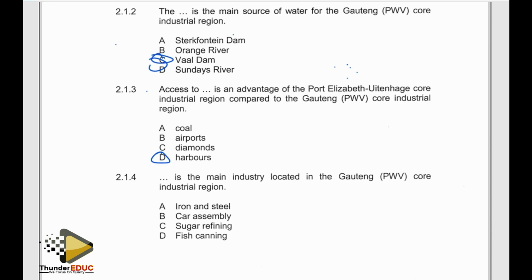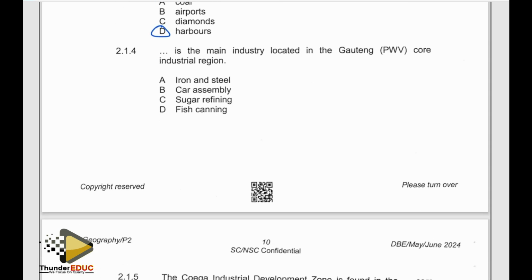Then we'll move on to the next question, which is question 2.1.4. Dash is the main industry located in the Gauteng PVW core industrial region. The major activity that takes place in the Gauteng industrial core region is basically the iron and steel industry. That is the dominant activity that takes place in this core industrial region.